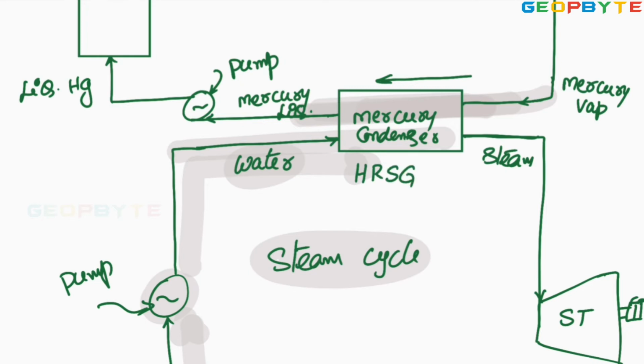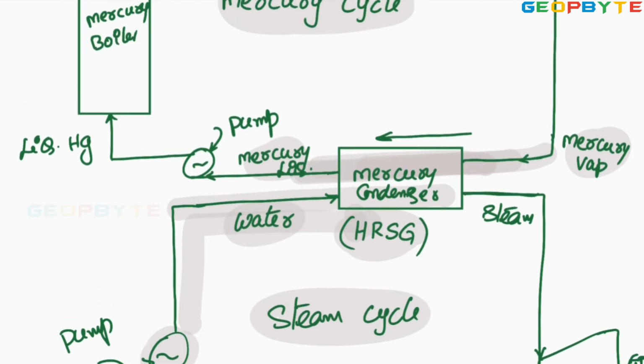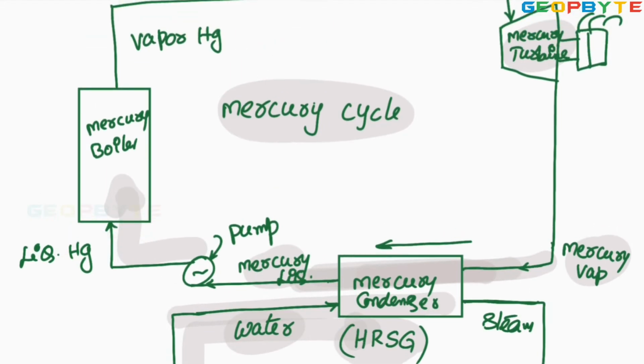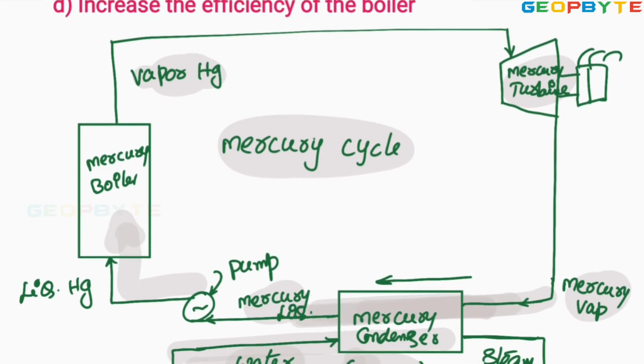That heat recovery steam generator is acting as a boiler for the steam power plant, and the same is acting as a condenser for the mercury power plant. Anyhow, in this heat recovery steam generator, water is becoming steam. By the time the mercury vapor is becoming mercury liquid, that mercury liquid is pumped back to the mercury boiler, where the liquid mercury is becoming vapor mercury. The same cycle will be repeated.